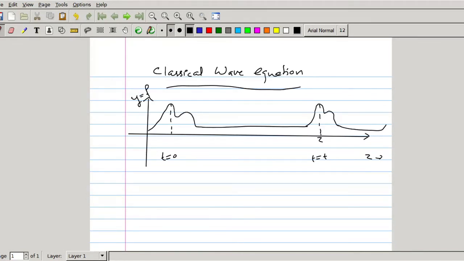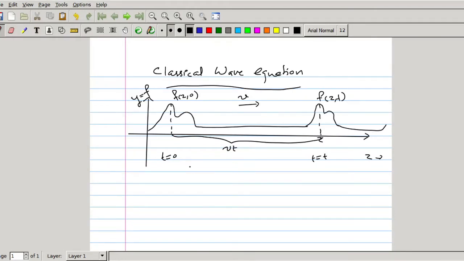y is equal to f of z and t. f is a function of z and t, and this represents f(z). Here the time is t equal to 0, so we can write this as f(z, 0), and here the function is f(z, t). So after time t it is traveling. Let v be the velocity of the wave traveling through the string. Then at time t it will travel a distance of vt.